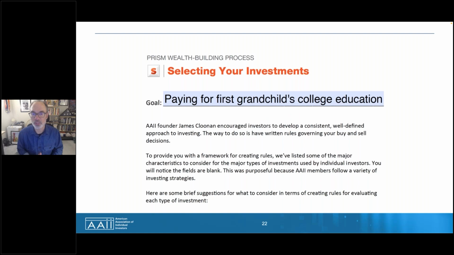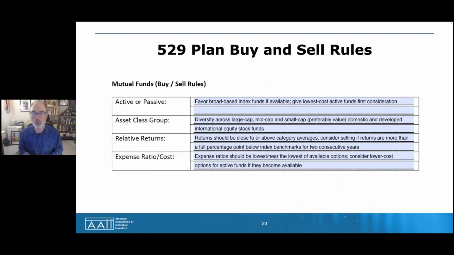So let's work through Bob and Jane. They said their goal again is paying for their college education. And I would point out that in this case, we start off with this. So when you're selecting investments, that goal is front and center. So in this case, what are the rules? Well, they're going to use a 529 plan, so they actually have to use mutual funds. Their goal is to favor broad-based index funds if available. They actually have a preference for those types of funds. But they realize that in the 529 plan, they may not have the option of choosing index funds. So they say, okay, if they're not available, let's use the lowest cost active funds.